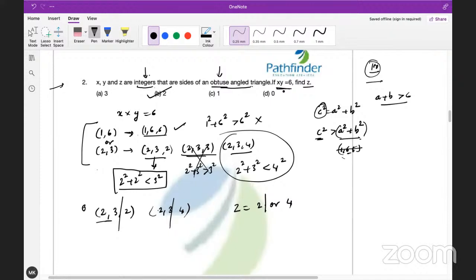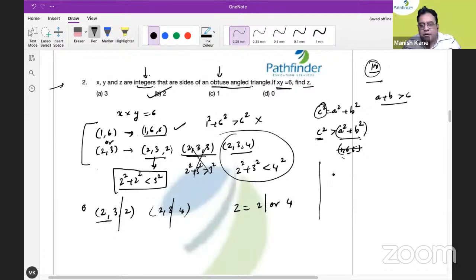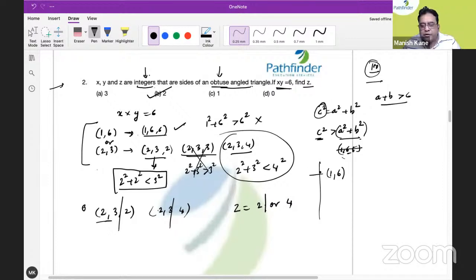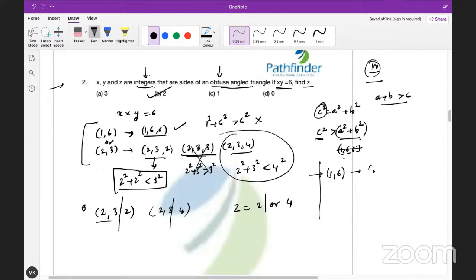Yes, sir, but the perimeter has not been given, right? So the perimeter can be anything, not just 1. Why do we even pick the third digit? Why does it have to be one of those? Okay, you pick one digit for the third side. What can it be? Pick one digit.